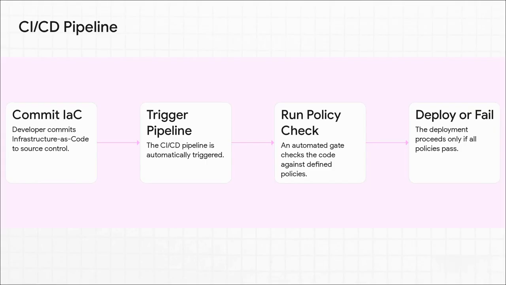All right, now let's plug these rules into a normal, everyday automated pipeline. A developer writes their infrastructure as code, maybe it's a Terraform file, maybe Bicep, and they commit it to the repository. That commit kicks off the pipeline, it runs its usual build and test steps, but now we've added a super important new stage, the policy check. This is our automated gatekeeper.